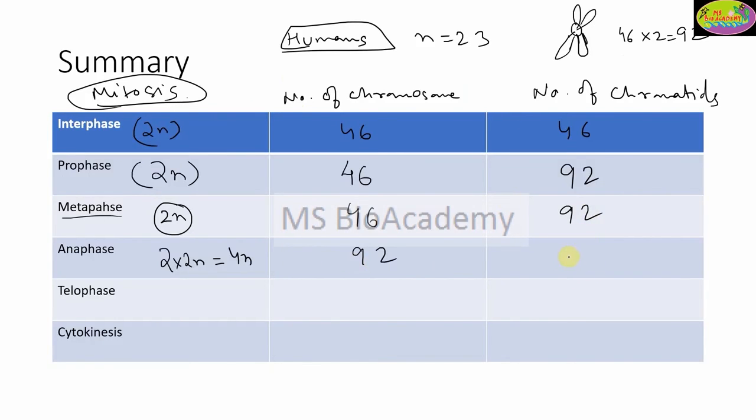And what about the chromatids? Chromatids will remain the same, 92 only. And what about the telophase? Telophase is again 4n. Here also 92 chromosomes, 92 chromatids. What about the cytokinesis? In cytokinesis, the cell restores back to its 2n number, so 2n in each daughter cell. So 46 chromosomes, and chromatids also become 46 here. So this is the whole summary of the chart.